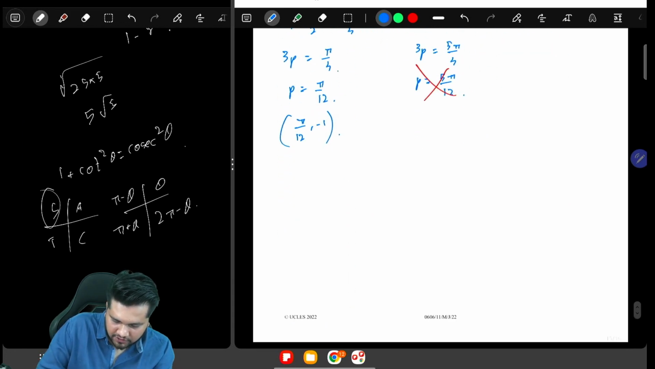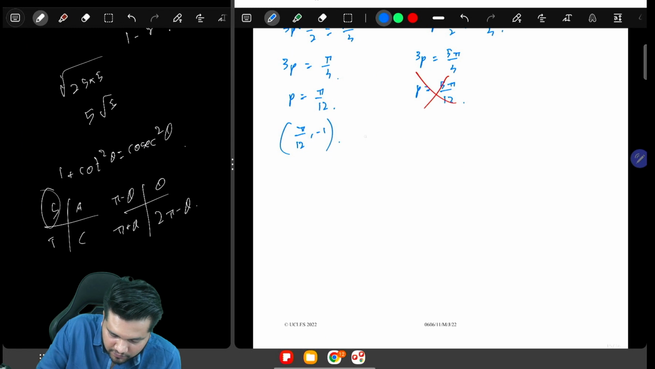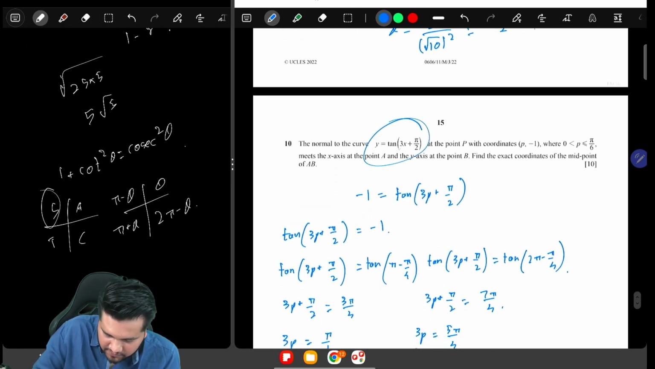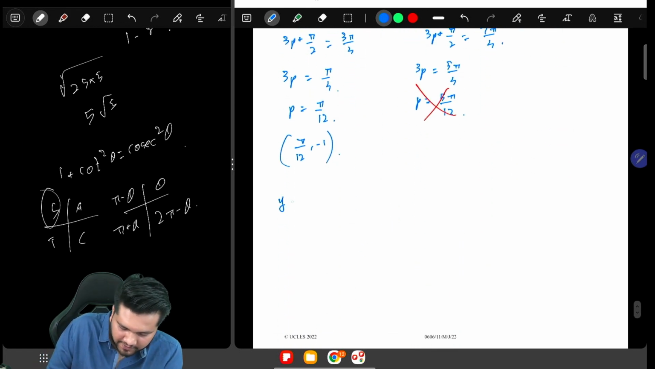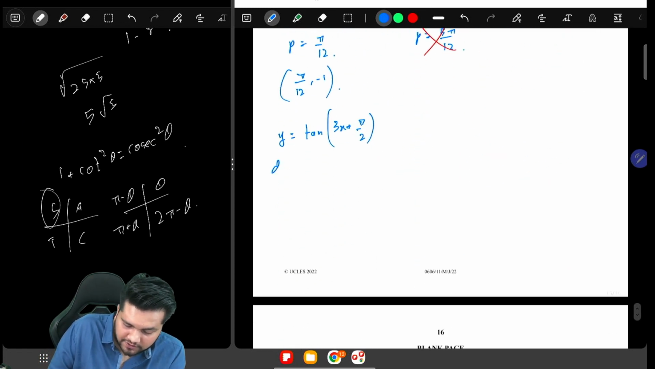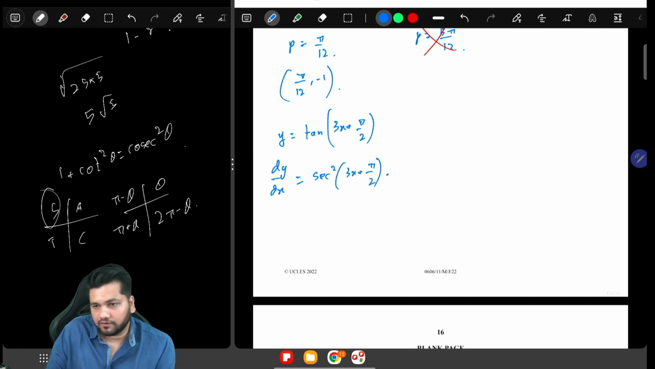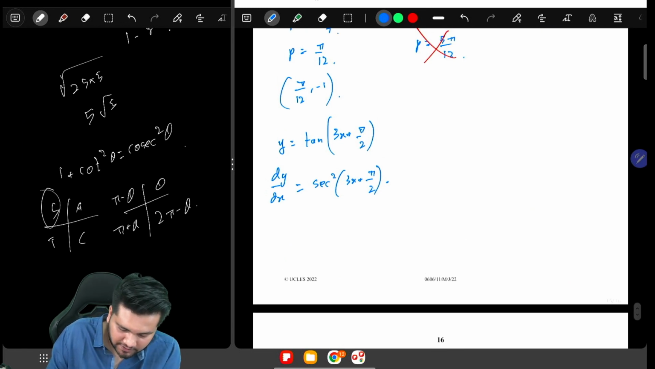Now we need to find the equation of normal where the coordinate is pi by 12 comma minus 1, and we need to find the gradient. Gradient is what we need to figure out. So here we can just use your derivative. If y is equal to tan of 3x plus pi by 2, once again, all you have to do is differentiate. So dy by dx is equal to derivative of tan, which is nothing but sec square. So sec square of 3x plus pi by 2 into chain rule, of course, derivative of whatever is inside. So derivative of 3x plus pi by 2 is going to be 3.